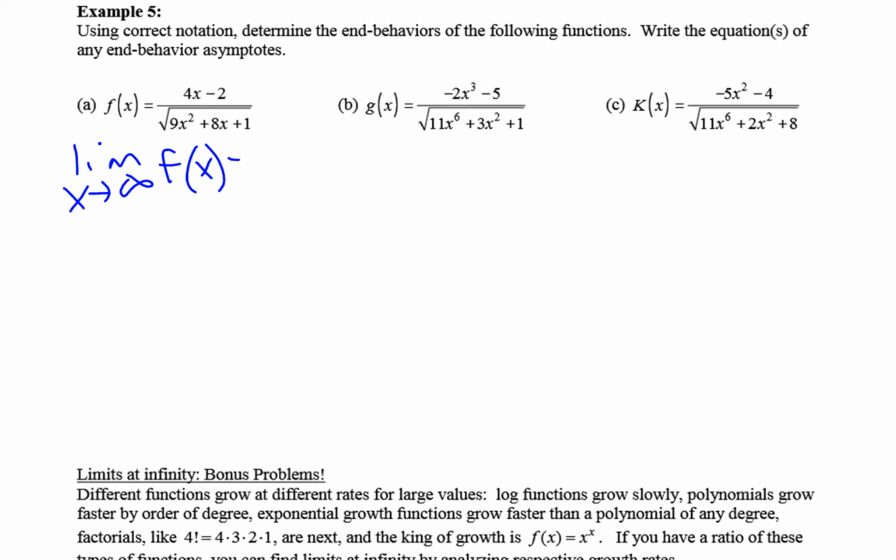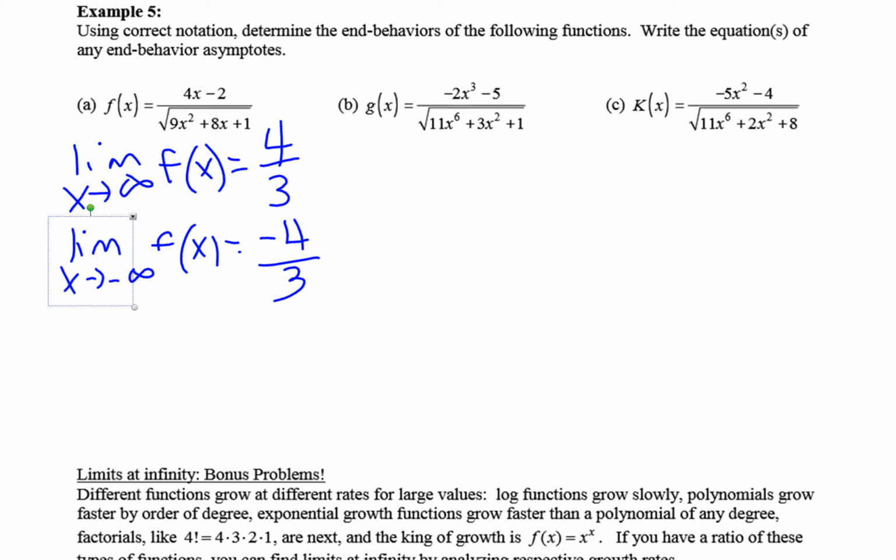So the top will be positive and the bottom will also be positive. So we get 4 over square root of 9, which is 4/3. This time, if we plug in negative infinity, at the top we're going to get negative 4. In the bottom we're going to get positive because it would be squared, and we take the square root. So we get negative 4/3 for our end behavior. So that would be horizontal asymptotes for this graph at y equals plus or minus 4/3.